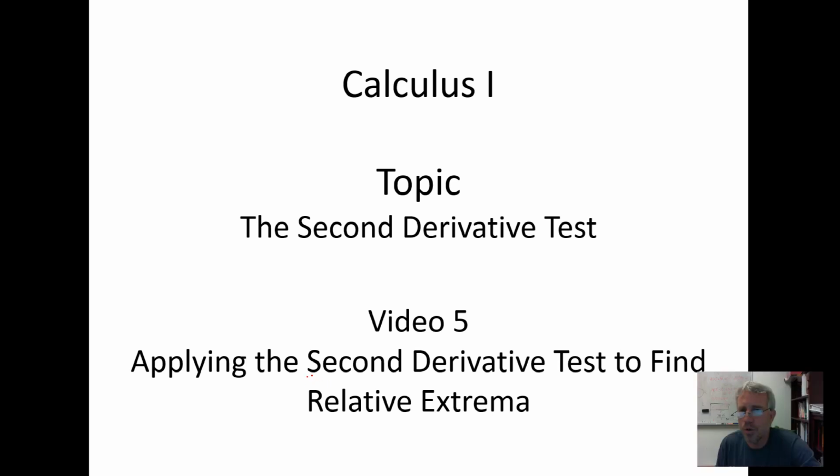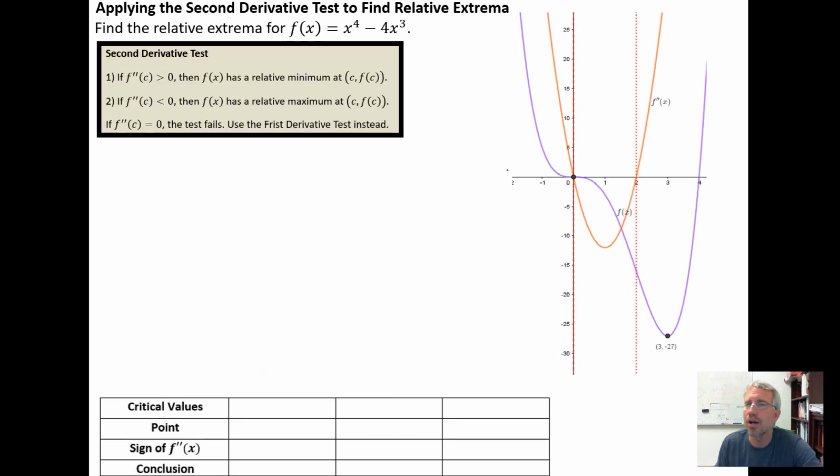So in this video, we're going to go over an example of using the second derivative test to identify relative extrema or local extrema, local max, local min values. So it says find the relative extrema for the function x to the fourth minus 4x cubed. We could kind of graphically analyze this.